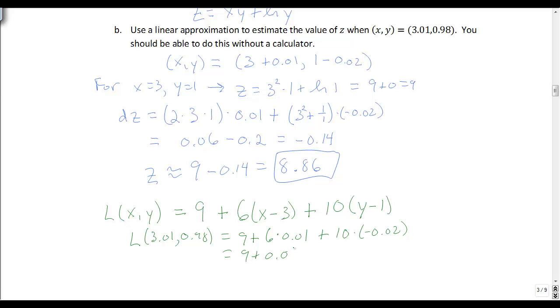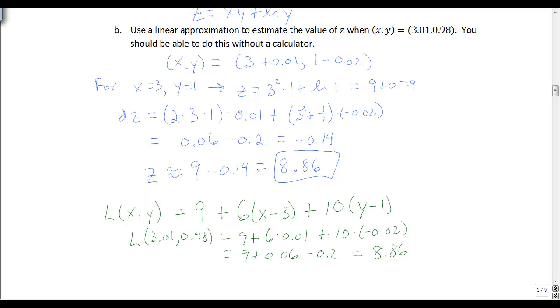9 plus 0.06 minus 0.2. If you add these up, 9 minus 0.2 is 8.8, and then we add 0.06, you'd get 8.86. It's the same thing. Do you really want to write down the linearization or not? Or maybe it makes you understand what the linearization is.